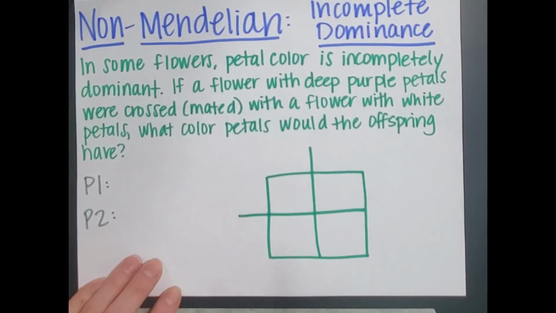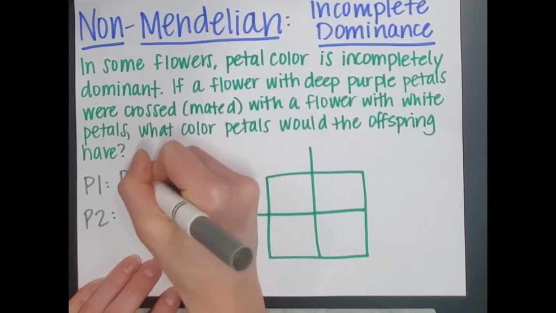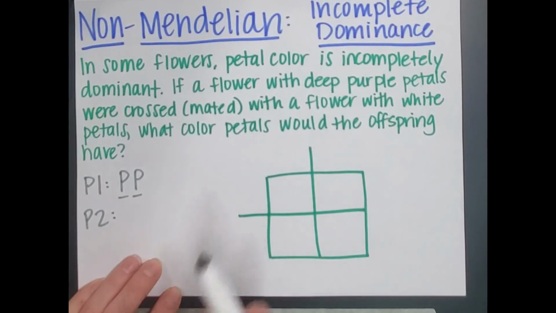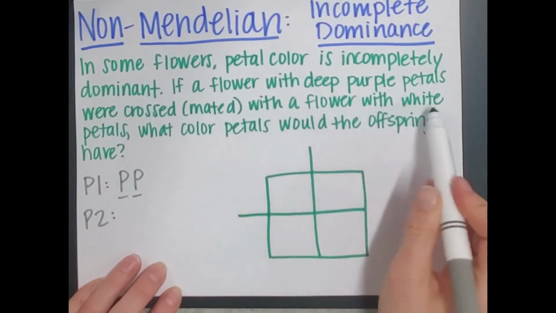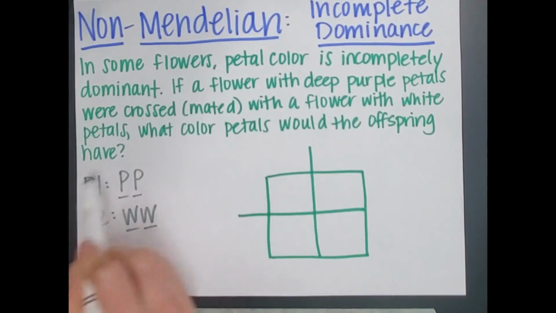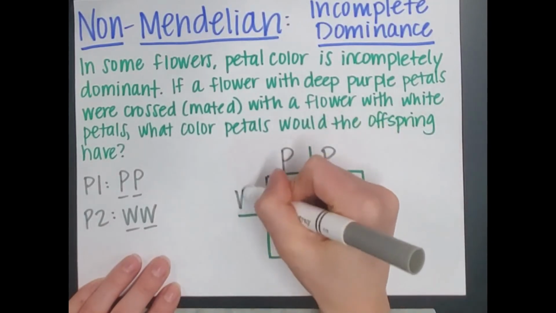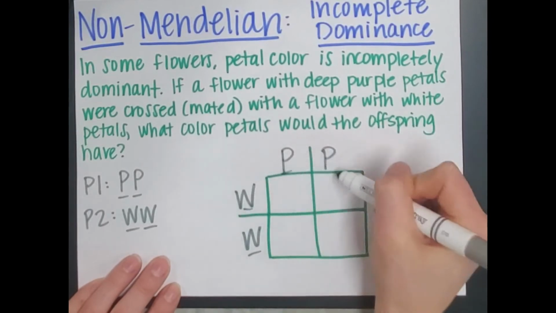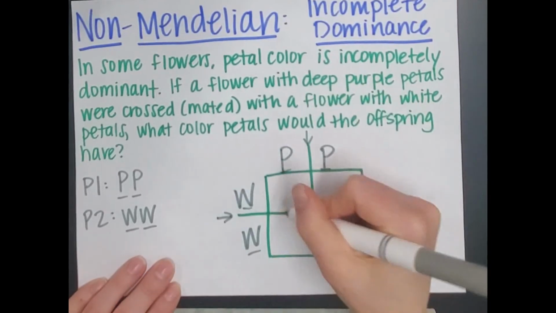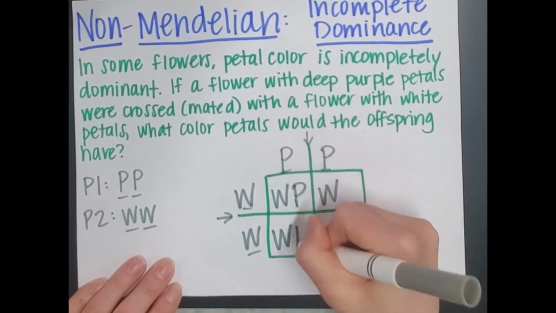I'm probably going to use the colors like I like to. So our flower with deep purple petals, I'm going to put that as big P for purple. So again, I put the line underneath to make sure that I remember that they are dominant alleles. It's crossed with a flower with white petals, so I'm going to make that flower big W, big W. Again, same thing, line underneath, I know they're all dominant. Let's go ahead and put those into our Punnett Square. I'll put my purple flower up top and my white flower down the side here. Again, it's all capital. Whatever's on the side goes across, whatever's on the top moves down. So our W's are going to move across and our P's are going to move down.